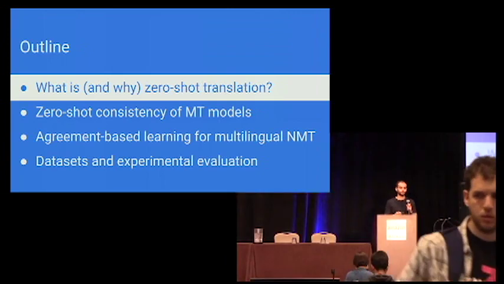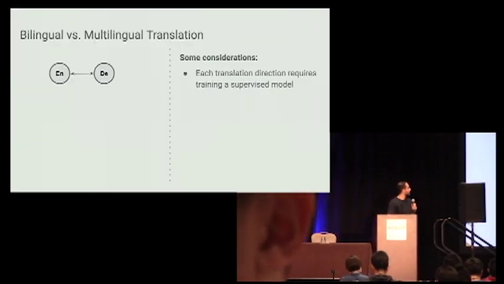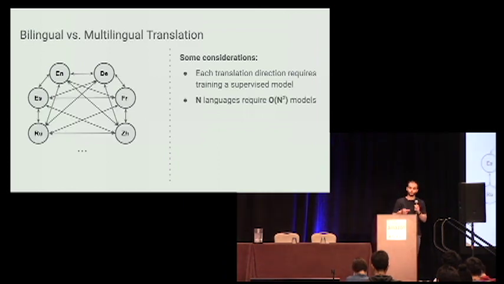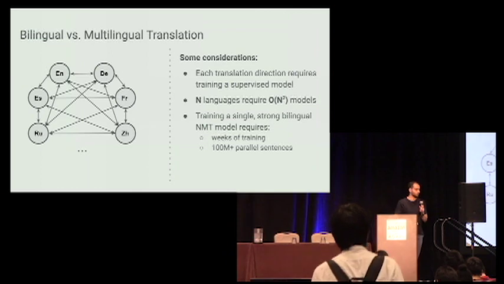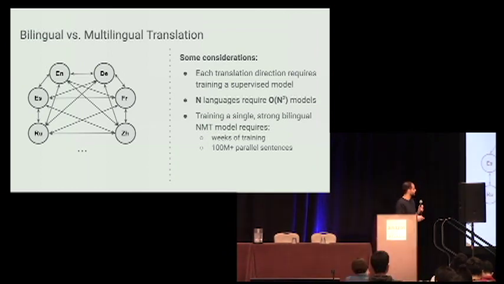Let me start with a little bit of motivation for zero-shot translation and why we care. In the standard setup that we've seen so far, we have a pair of languages, let's say English and German, and we'd like to translate between the two. For each translation direction, we'd need to train a supervised model. And if the number of languages is not 2, but n, we'd need n squared models. To train a good bilingual model, we would need a lot of compute, as well as a lot of data. A lot of data for every single direction in this graph.